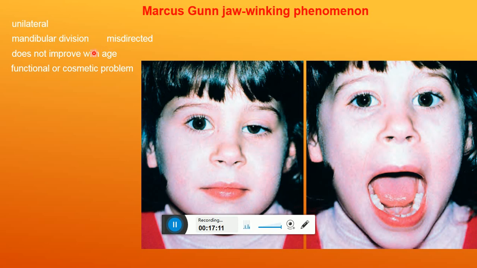There is retraction of the ptotic lid in conjunction with the stimulation of the ipsilateral pterygoid muscle. So by chewing, by sucking, by opening the mouth, or by contralateral jaw movement, there is retraction of the ptotic lid. Some less common stimuli to winking include jaw protrusion, smiling, swallowing, clenching of teeth. Jaw winking does not improve with age, although the patient may learn to mask it.